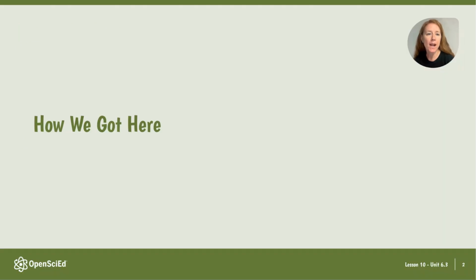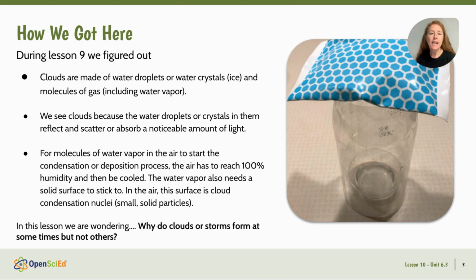First, let's think back about how we got here. In Lesson 9, we figured out a lot about what clouds are made of, why we can see clouds, and then also what is needed in order for water vapor molecules in the air to start the condensation process. At the end of Lesson 9, we were left wondering why clouds and storms form at some times, but not at other times. So today in Lesson 10, we'll work to figure that out.